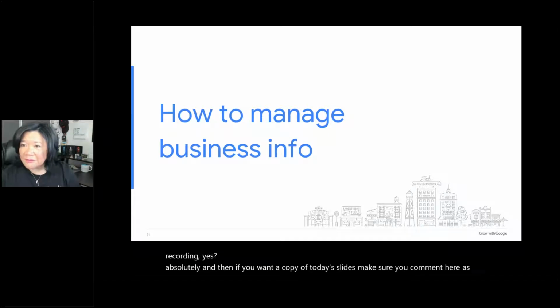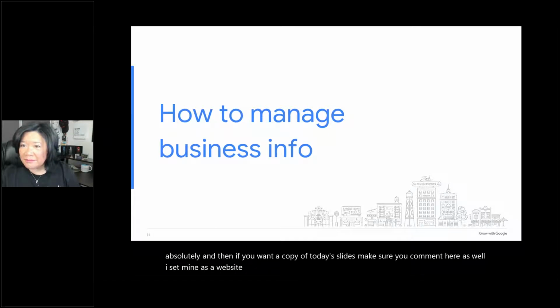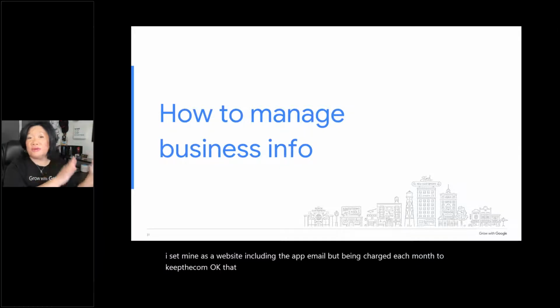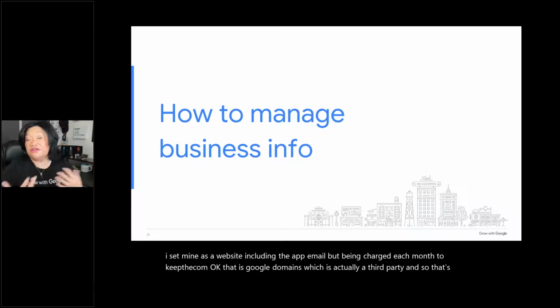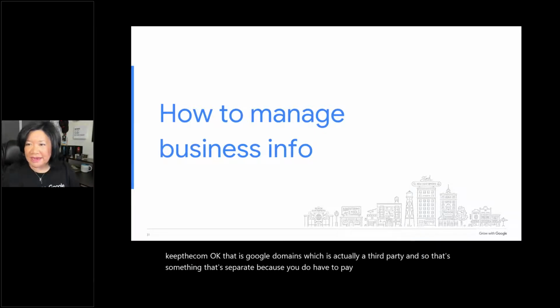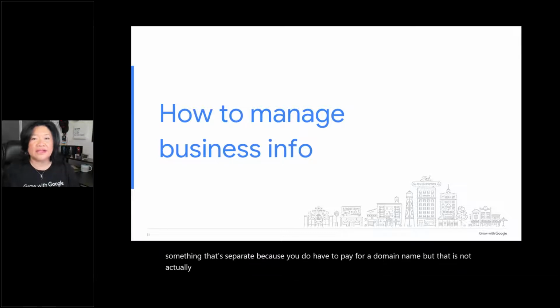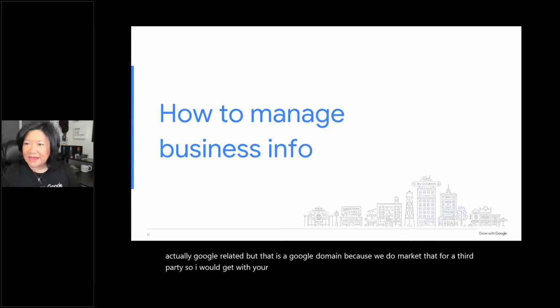I set mine as a website, including the app email, but being charged each month to keep the .com. Okay, that is Google Domains, which is actually third party. And so that's something that's separate because you do have to pay for a domain name. But that is not actually Google related, but that is a Google domain because we do market that for a third party. So I would get with your third party seller for that.